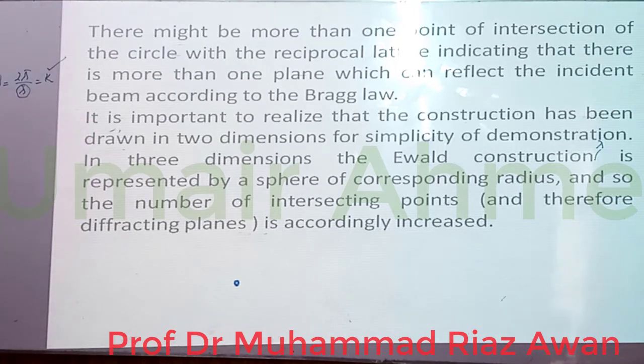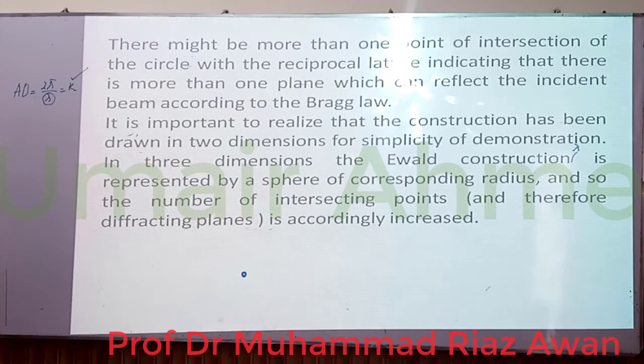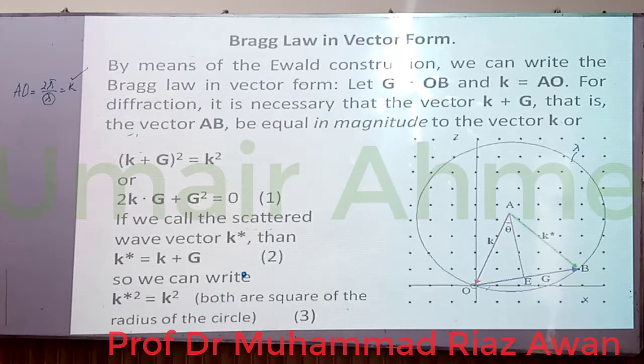Now, it is important to realize that this construction has been drawn in two dimensions. I have drawn the circle. If, in place of the circle, I use three dimensions, which will be the sphere, and we will call it the Ewald sphere, then more and more points will intersect with the surface of the sphere in three dimensions. So I can say there can be many planes which, in a particular orientation, are the diffracting planes.